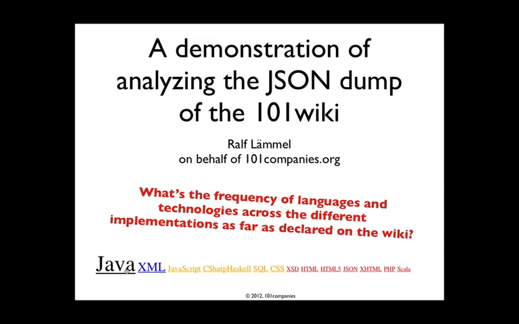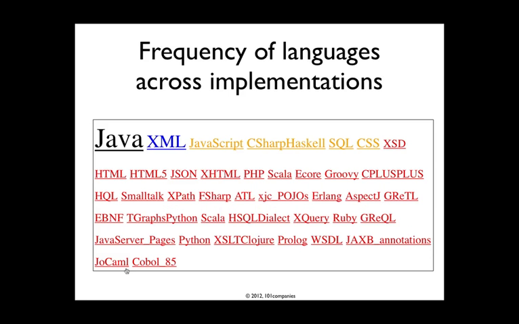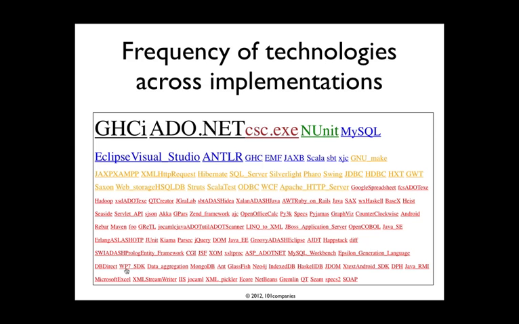The bigger the language name, the more 101 implementations declare to use that language. So here's the bigger tag cloud showing more languages, right? So we can do this for languages as shown here. We can also do this for technologies, and that's what I want to show you, how you can actually write code that produces such tag clouds against the 101 wiki.